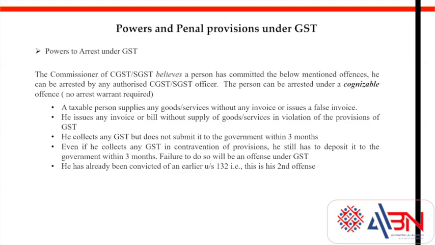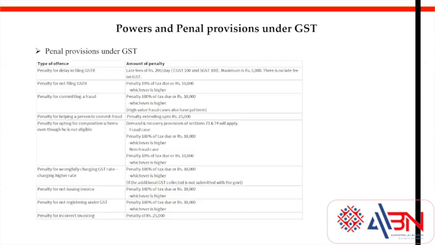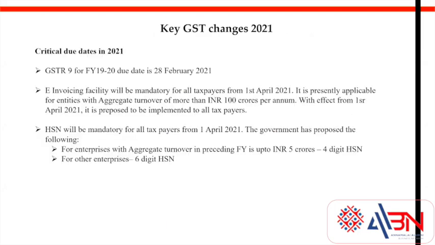And powers to arrest, again, are primarily focused on cases where there is fraud, false invoicing, or intention to evade tax. So these powers are available in the law. And again, penal provisions are available. If you look at the last one, incorrect invoicing, non-registration of GST, all these cases are covered, and these generally compound and can become pretty sizable amounts if not looked into from day one.